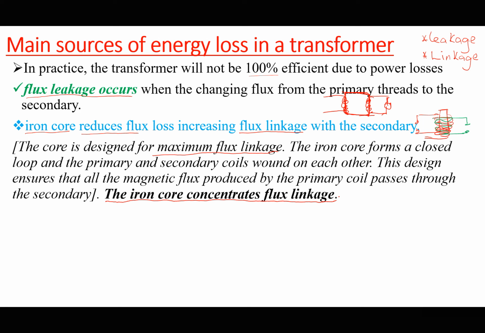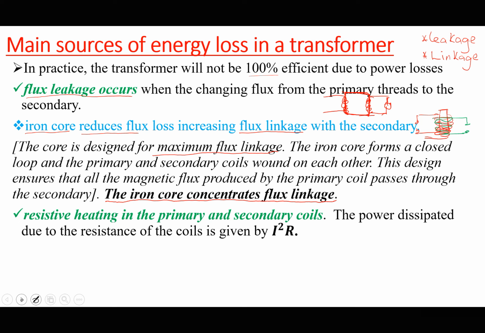So the source of energy loss is flux leakage. I said what we mean by flux leakage. This is loss of magnetic flux between the primary and the secondary coils as it flows back and forth. Part of it spreads to the surrounding without being connected directly, or without reaching the secondary. And that loss is going to lead to less power being generated.